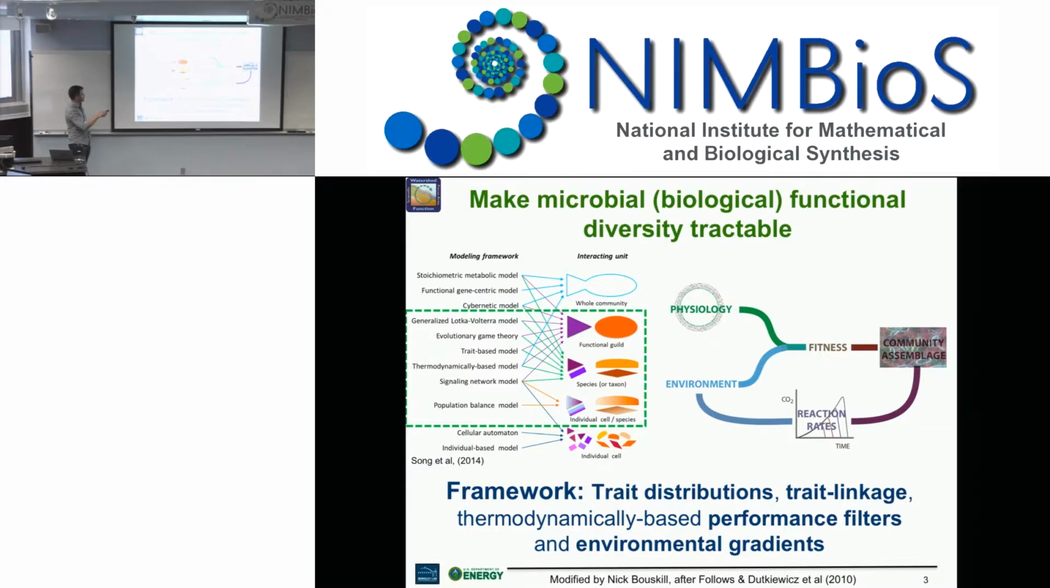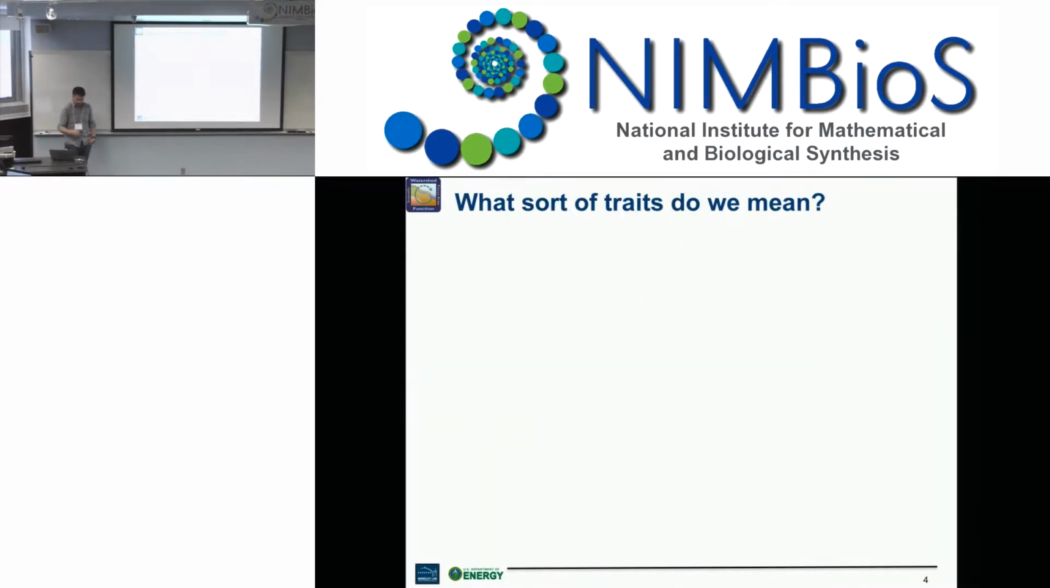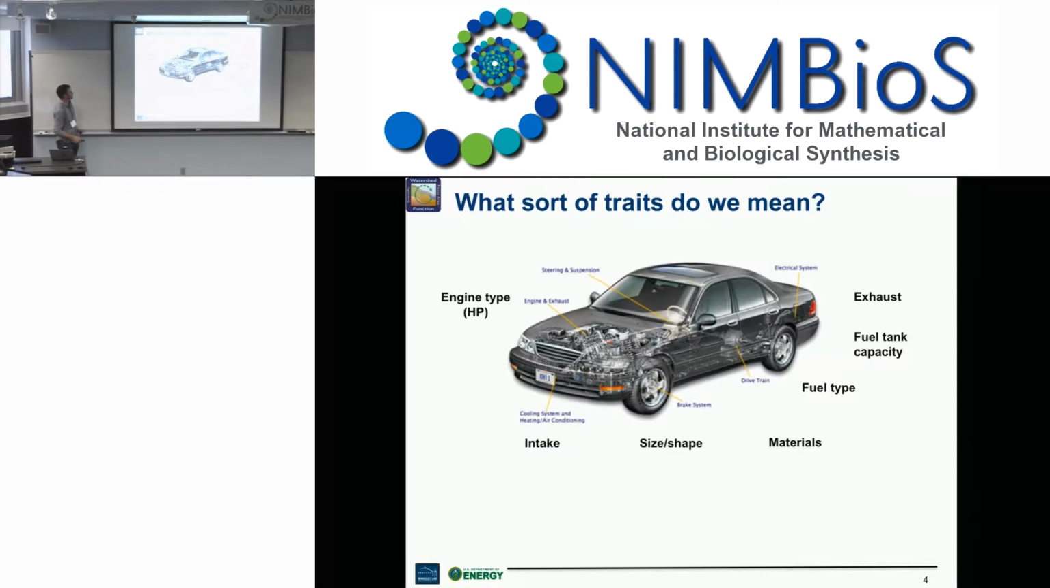The physiology, as predicted by either experiments or from the genome, interacts with the environment, regulating fitness, impacting community assemblage, which in turn produces an emergent property, a reaction rate contributed to by many organisms, which in turn feeds back in the environment and alters the fitness. Okay. So what sort of traits do we mean? Again, this is probably preaching to the choir, but when I present this to non-microbiologists, I start with an analogy. Here's an automobile. We might want to know something about the engine type, in our case, our metabolism here.